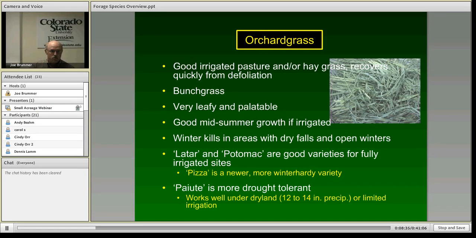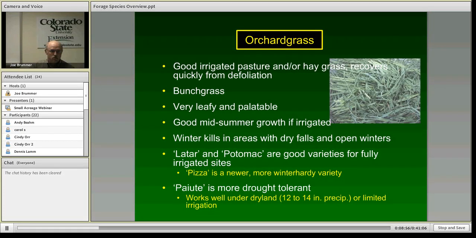And then orchard grass, again, most of the varieties, you want to plant those in irrigated conditions, but there's also one variety out there called Paiute, and it tends to be more drought tolerant and will withstand dryland conditions down to about 12 to 14 inch precip zone. And it also works very well if you have, say, limited irrigation, maybe only have some irrigation water available in the spring.